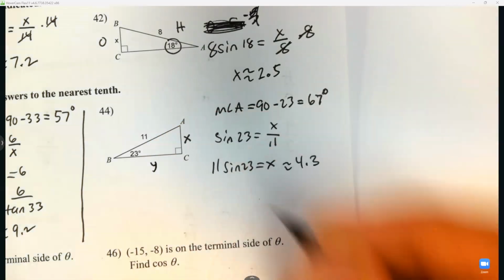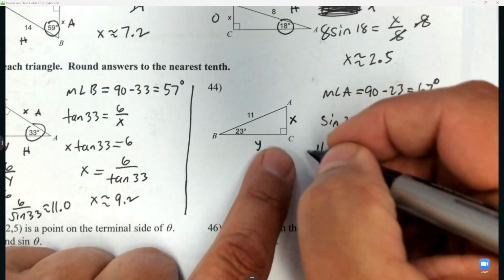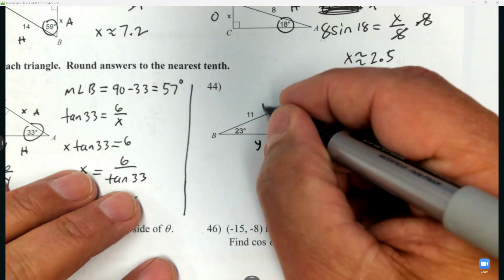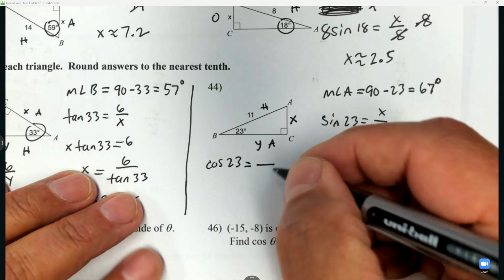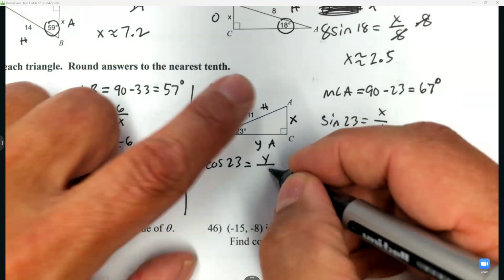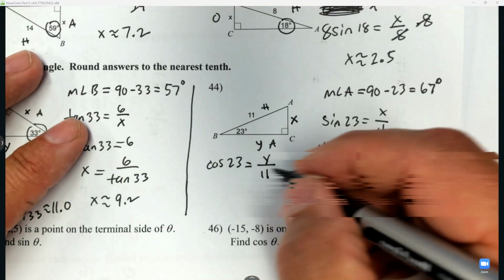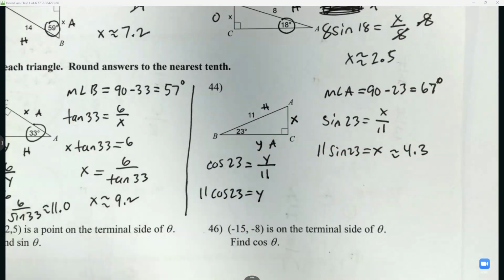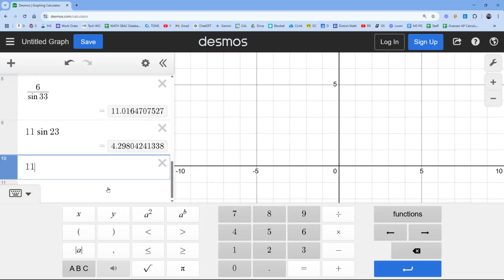We're going to label the other side y. So for here, we know the adjacent side and the hypotenuse, so that's cosine. So we go cosine 23, adjacent, which is y, over hypotenuse, which is 11. To get y by itself, the inverse of dividing is to multiply by 11. Now the y is by itself. Use your calculator. 11 cosine 23, and you get 10.1.